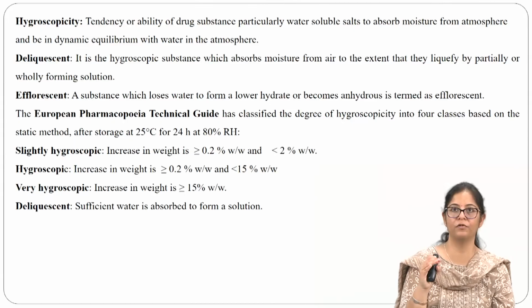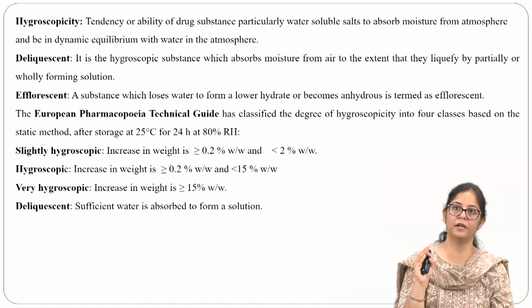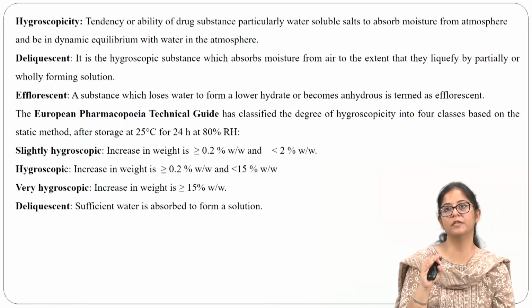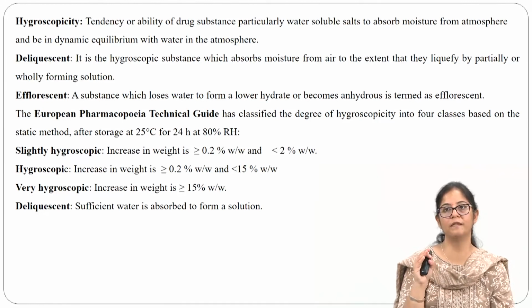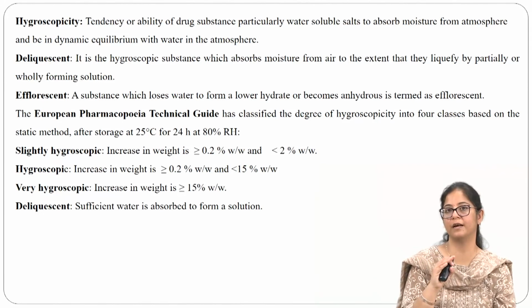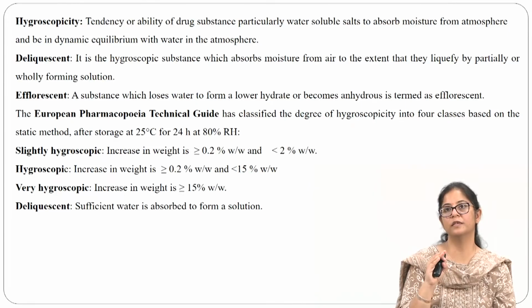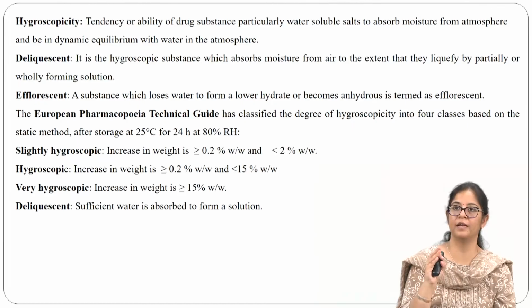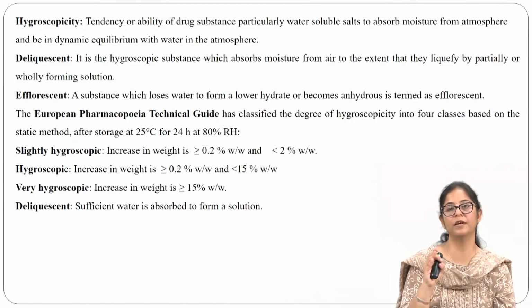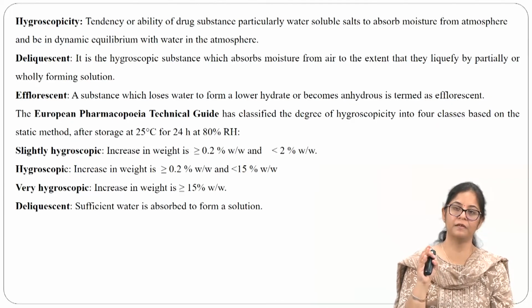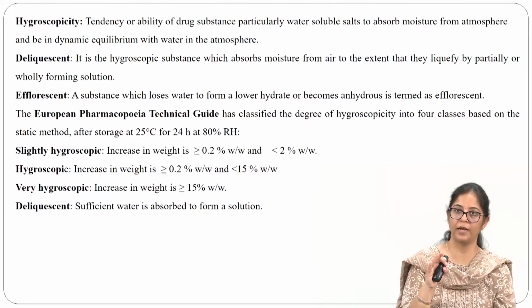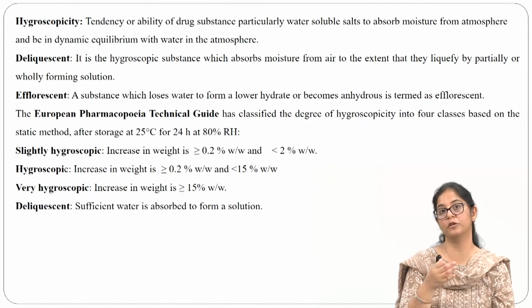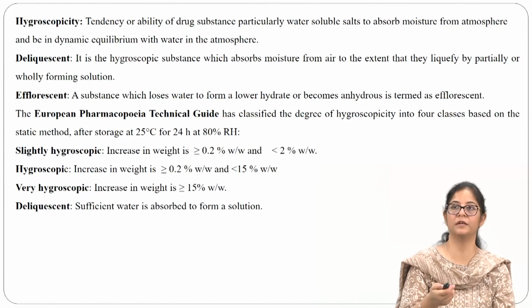For a slightly hygroscopic material, when it is kept at 25 degrees and 80% RH, if the increase in weight is more than 0.2% weight by weight and less than 2% weight by weight, it is slightly hygroscopic. If the increase in weight is more than 0.2% weight by weight and less than 15% weight by weight, it is hygroscopic. It is very hygroscopic if the increase in weight is more than 15% weight by weight, that is, it is absorbing moisture highly. And deliquescent materials are those that, on absorption, form a solution or liquefy.